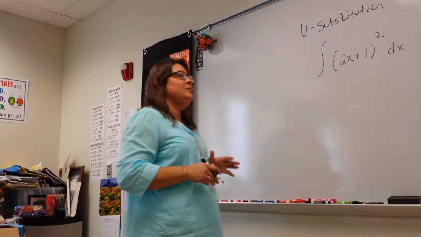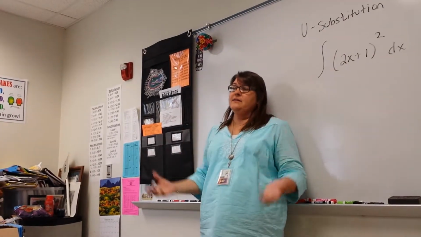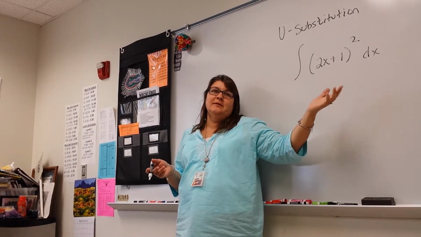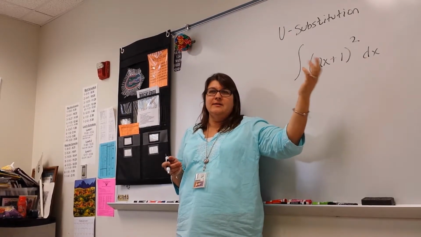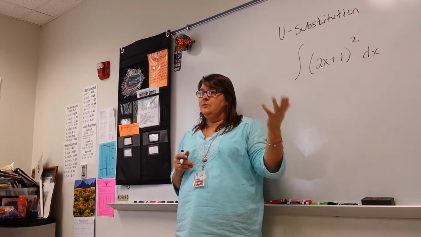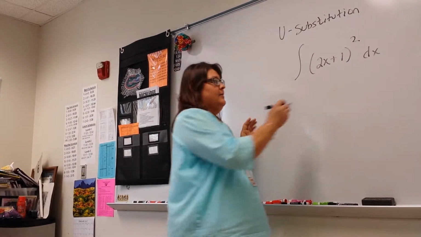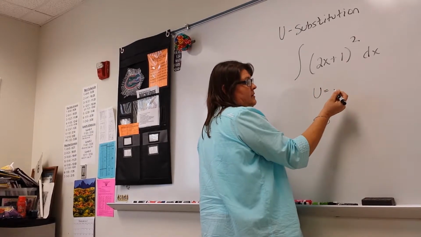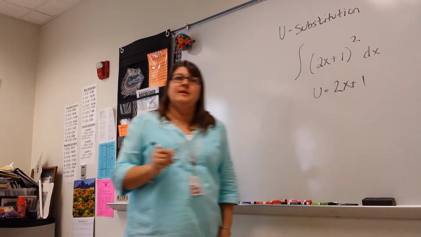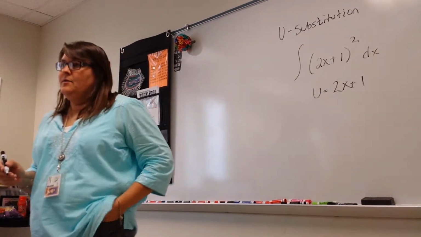So the first thing you have to do is recognize that there's something on the inside. Does that sound familiar? Because with chain rule, we had to recognize there was something on the inside and then something on the outside. What is the something on the inside in this particular problem? 2x plus 1. So we're going to call u the stuff on the inside, 2x plus 1. So far so good?